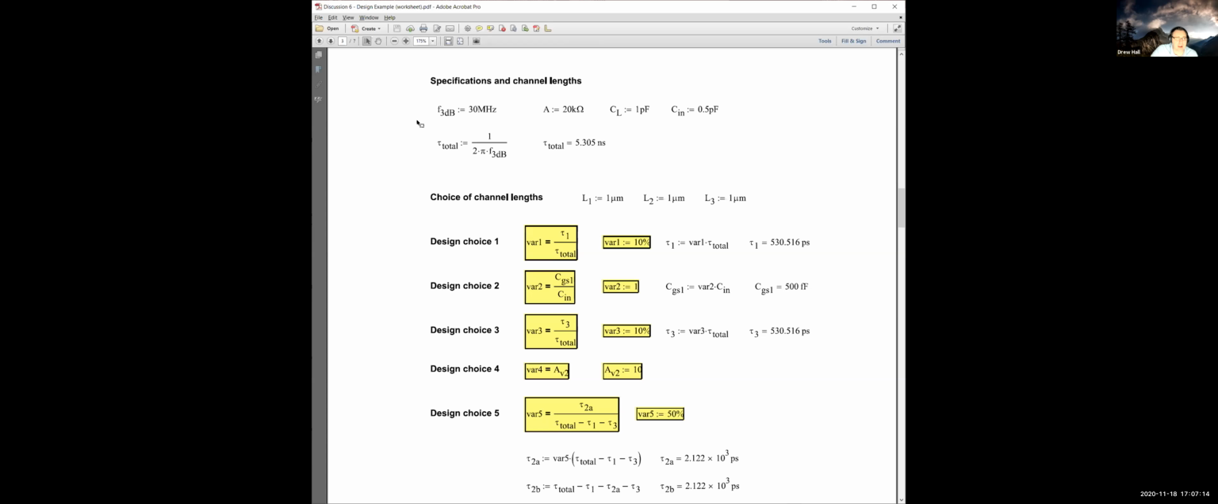Now we get into our actual design specifications. So I have the 3 dB bandwidth, the gain, the load capacitance that's given to me, the input capacitance that's given to me, and then some expressions to calculate what is the total time constant in this case. And I have a total budget of 5.3 nanoseconds that I can distribute to my various different design choices or design variables.